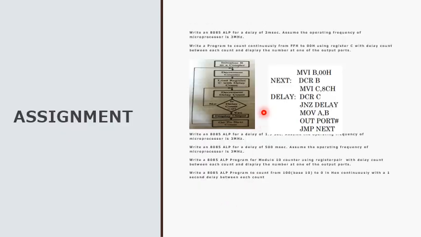So now it is assignment time. Try to write an 8085 ALP for a delay of 2 milliseconds, assuming that the operating frequency of the microprocessor is 3 megahertz. I have made it 3 megahertz. We have seen an example for 2 megahertz only. So if you change it to 3 megahertz, you try to find the count value for 2 milliseconds, right?